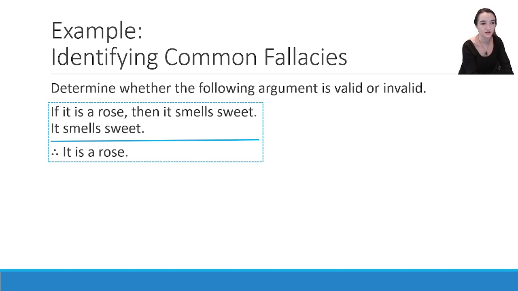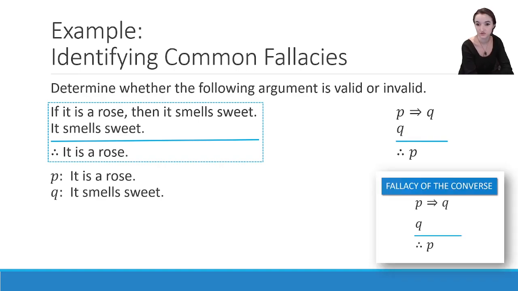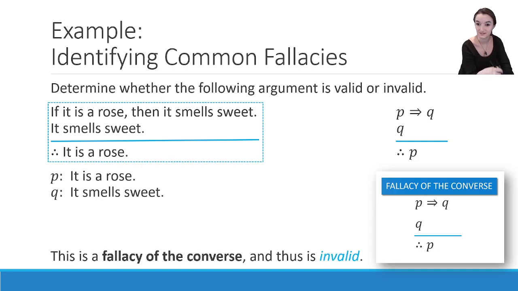Let's write it out symbolically. So our two ideas at play are it being a rose and it smelling sweet. So P is it is a rose, Q is it smells sweet. So we have if P then Q. Our second premise is simply Q, and our conclusion is simply P. So which type of fallacy is this? Well, it's the fallacy where we go from Q to P. What is that called? Q to P is the converse. So this is the fallacy of the converse. And therefore, it is invalid. It is a fallacy.